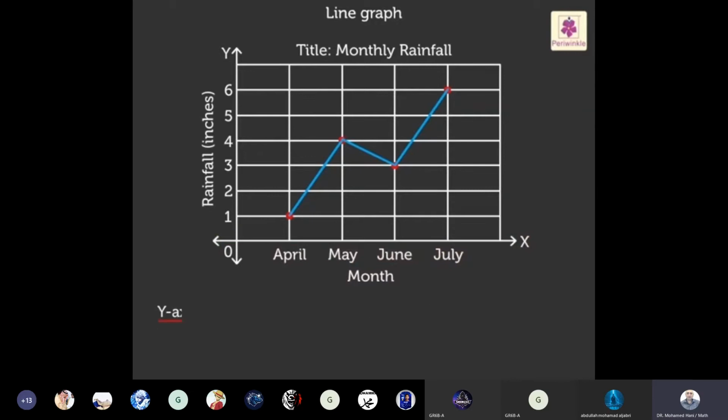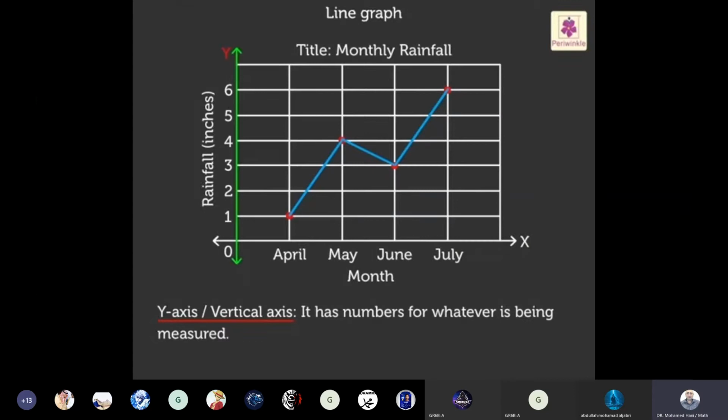Lastly, y-axis or vertical axis. It has numbers for whatever is being measured. The y-axis usually starts at 0 and can be divided into as many equal parts as you want to. In the given line graph, the y-axis is measuring the amount of rainfall.